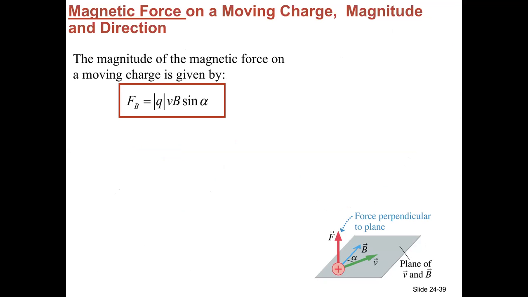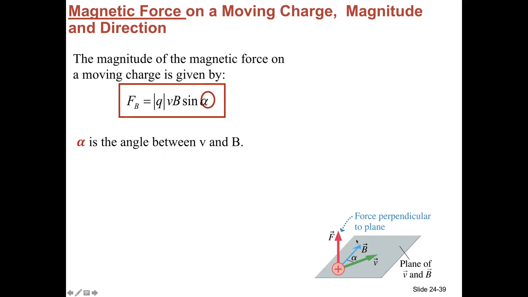This is for the magnitude of a magnetic force. As we'll see, it depends on the magnitude of the charge that we have, how big its velocity is, how big the magnetic field is, and also that angle. And we use the sine of the angle because sine is biggest when the angle is 90 degrees, smallest when the angle is zero. So sine of zero will make sure the force is zero if our angle is zero. The angle here is alpha.